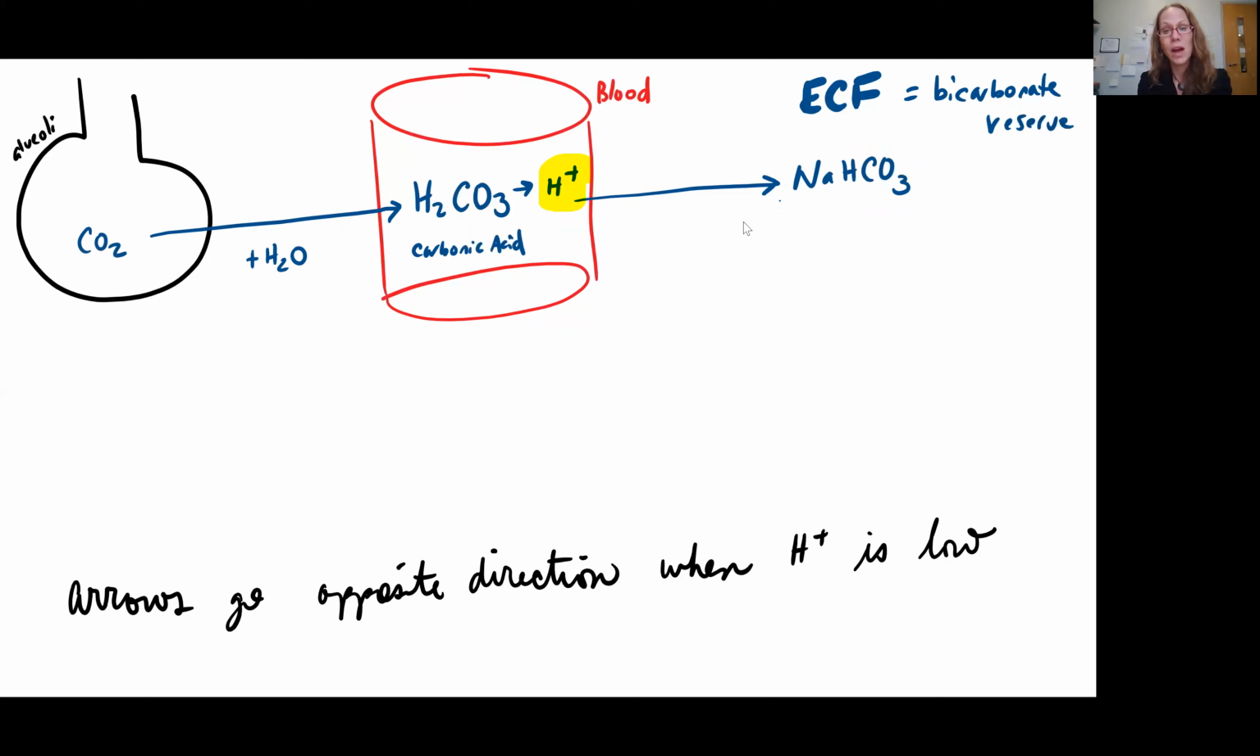The arrows are going to go in the opposite direction when our hydrogen ion levels are low. So you're going to slow down your respirations, retain CO2, combine it with water to make carbonic acid. Carbonic acid will dissociate into hydrogen ion and bicarbonate ion, which will just go back into our bicarbonate ion reserves.